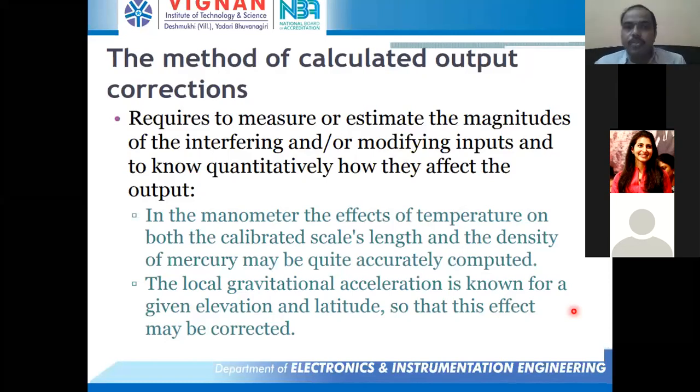Okay. So by using this method of calculated output corrections, we can also reduce the effect of interfering or modifying inputs. But it requires you to measure or estimate the magnitude of this interfering input. For example, strain gauge, or maybe you can take the U-tube manometer also. You should know the effect of temperature. That's why you should know how much the temperature has changed, in terms of degrees centigrade or degrees Fahrenheit. That means you have to measure that particular interfering input also. And also you should estimate the effect of temperature on length or density of the mercury.